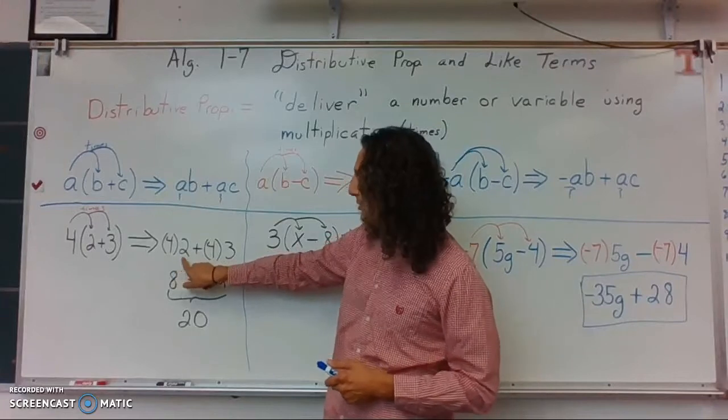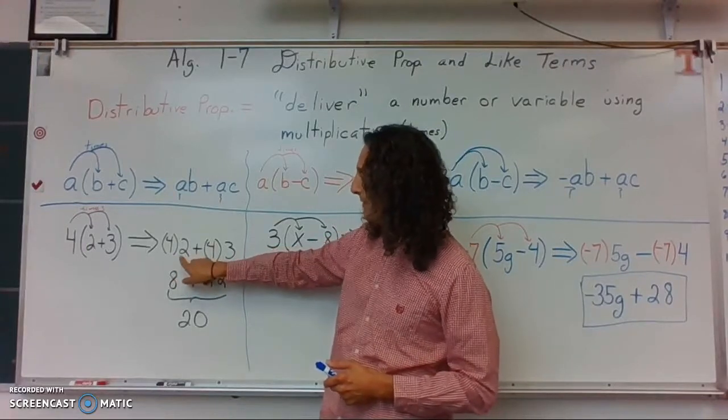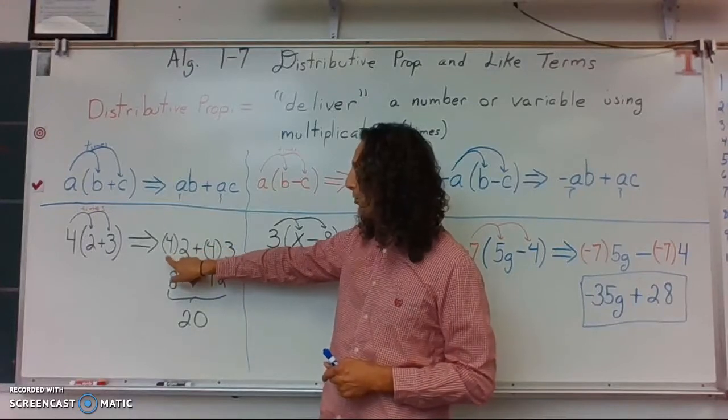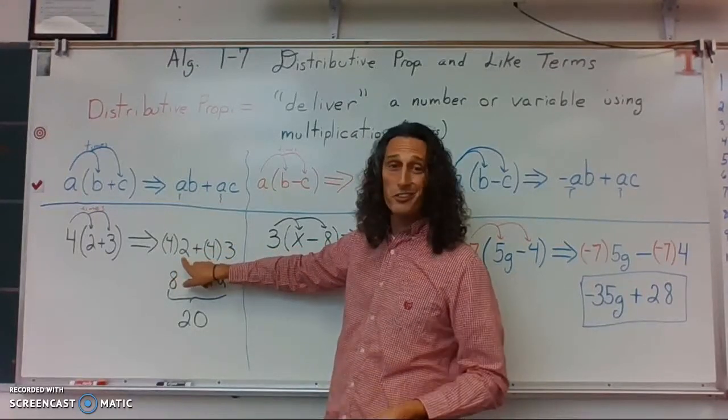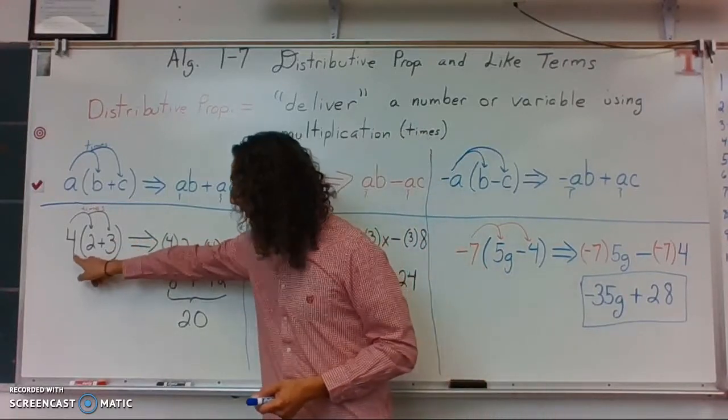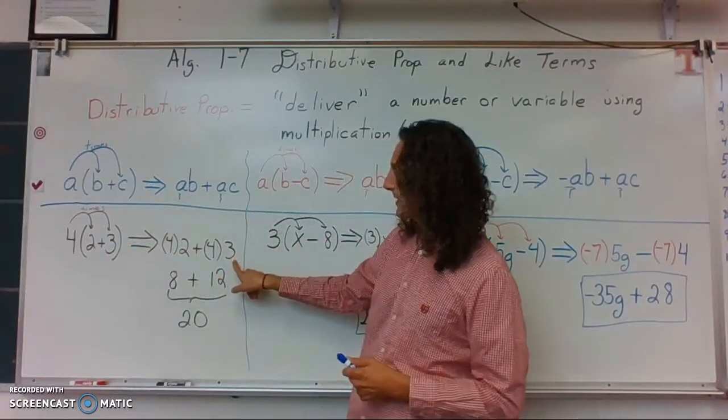Now again, when you place two numbers close together, you have to put parentheses around one of them so it looks like 4 times 2. If you don't, it's just going to look like 42. Now I take that same package, the 4, and I'm going to pass it or deliver it to the 3.